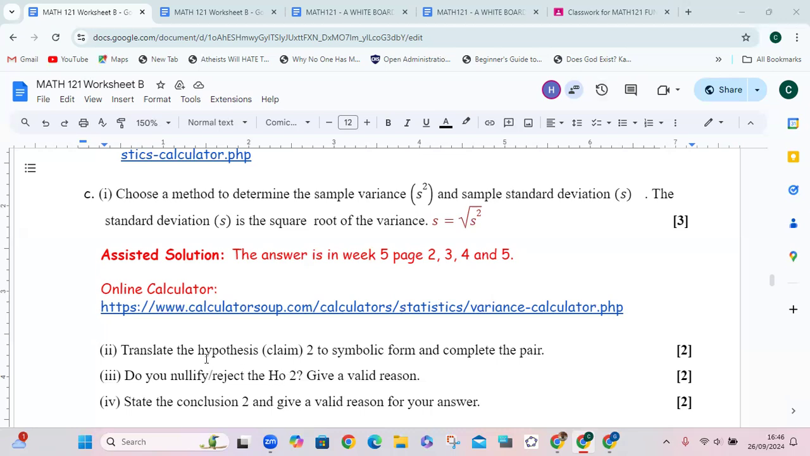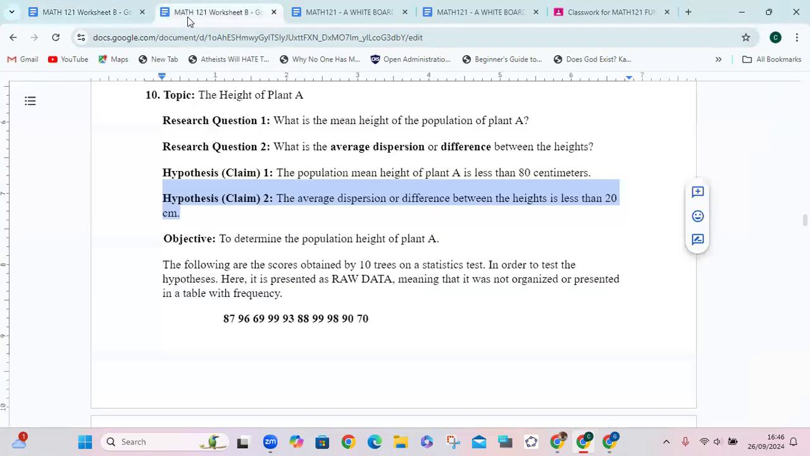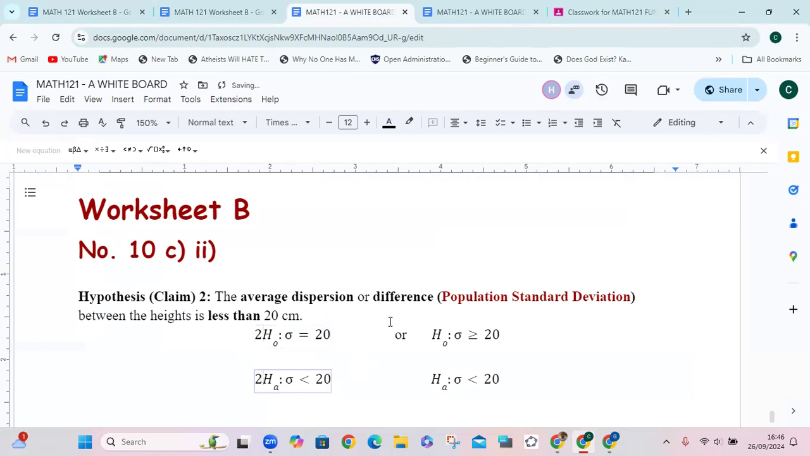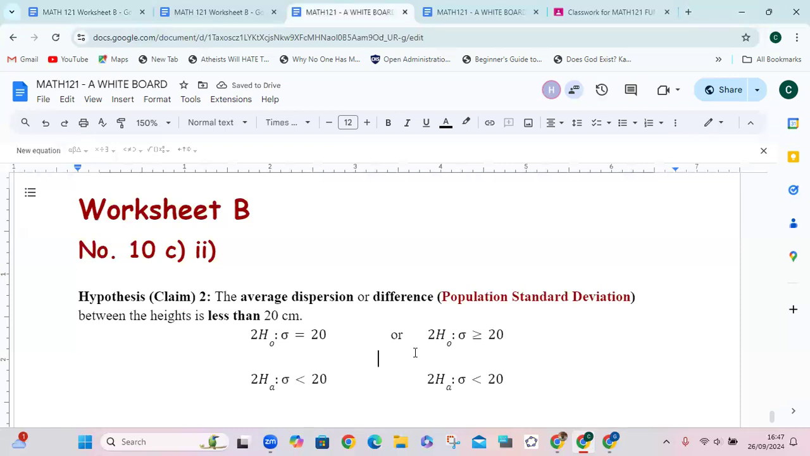H0 number 2 was answered in C part 2. Let's check it out. Here is H0 number 2. We can put 2 by it because we have H0 number 2, and H0 number 1 we did already. H0 number 2 is saying the population standard deviation is greater than or equal to 20.